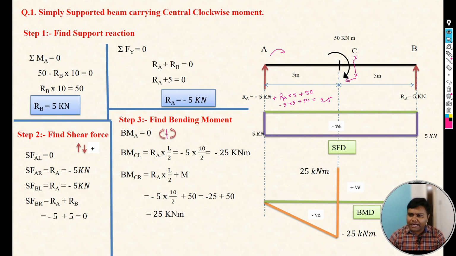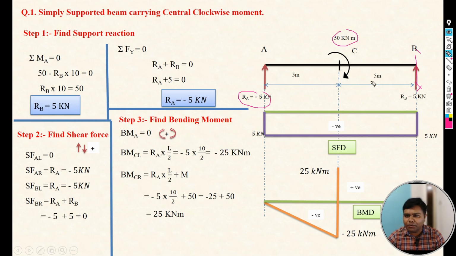Now again take moment at B point. Again take a section at B point and focus on the left. If you see there, again two things are there: Ra, one force, and a moment. So now Ra into perpendicular distance, and here the perpendicular distance is 10, because we are taking moment at B point. Ra's distance from B point is 5 plus 5, 10. And plus 50.